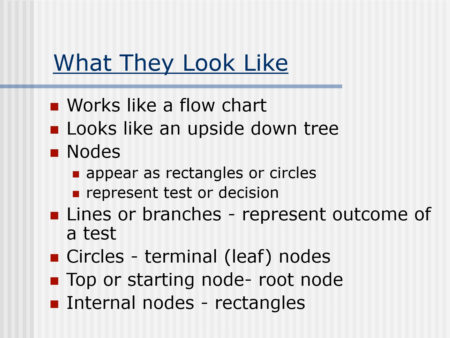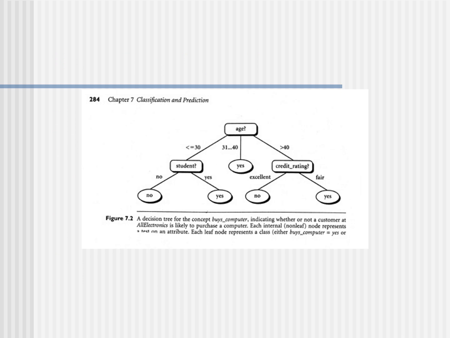The top or starting node is always the root node, and usually the internal nodes are represented as rectangles because we are further splitting the tree, right? That's why we represent them as rectangles. See this diagram so that you can understand. Here, this is a representation of a decision tree for the concept of computer buys.